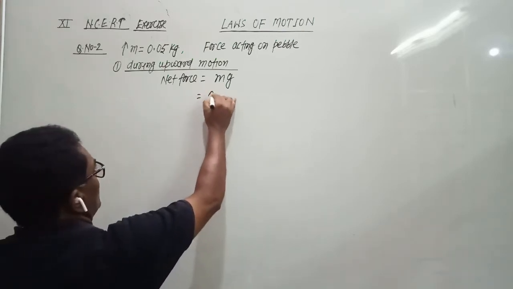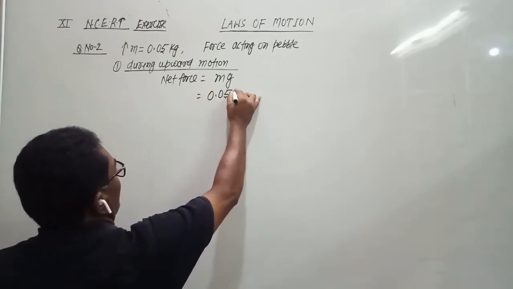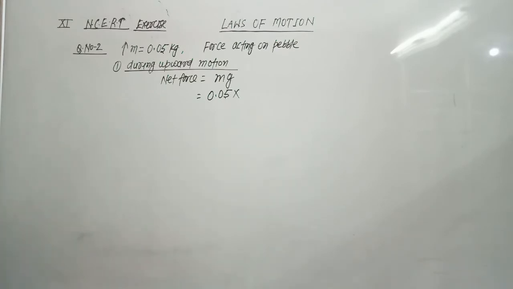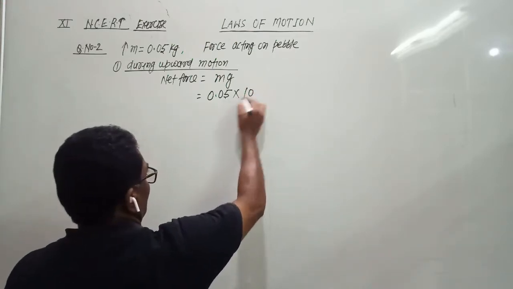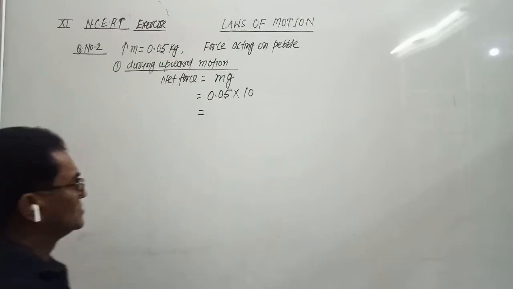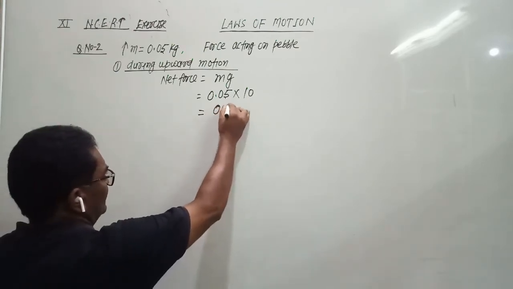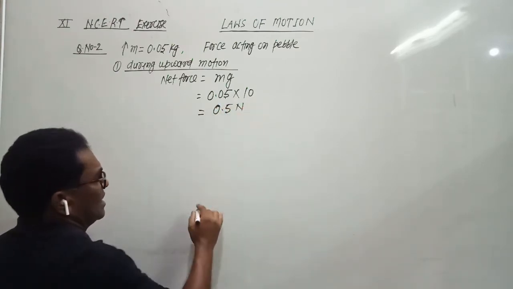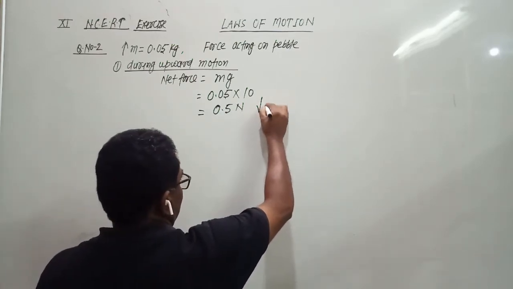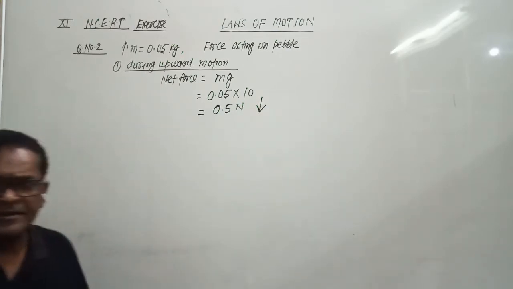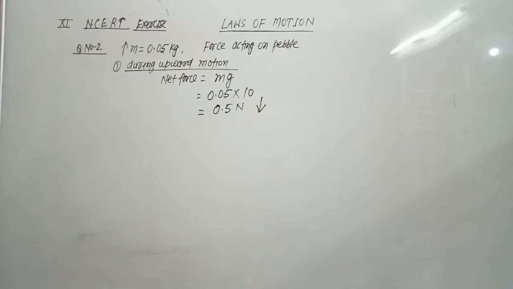So mass is 0.05 and acceleration due to gravity, we take g equals 10 meter per second square. So this is the net force, 10 into 0.05, which is 0.5 Newton, and its direction is downward. The net force in the form of weight acts vertically downward.